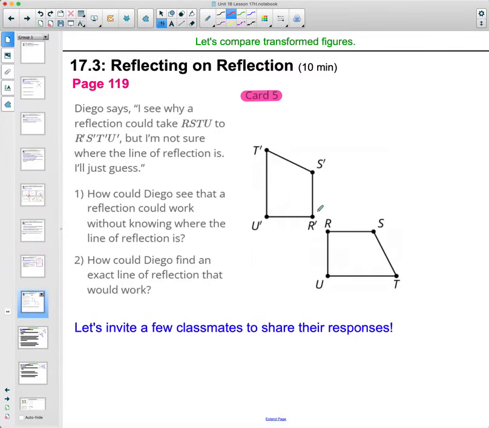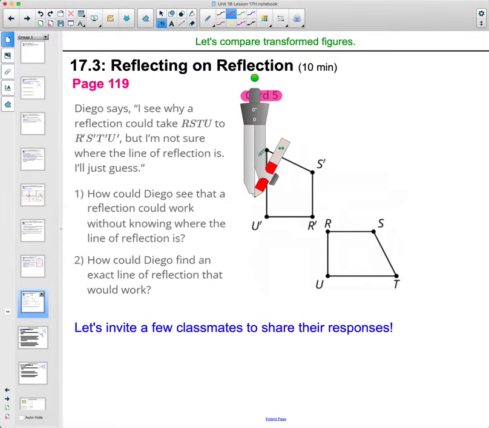And so you can see that these letters kind of flip over. Also, maybe you're noticing that if you're connecting S to S prime, R to R prime, T to T prime, U to U prime in your head, you're seeing a bunch of parallel lines. And then how could Diego find the exact line of reflection?